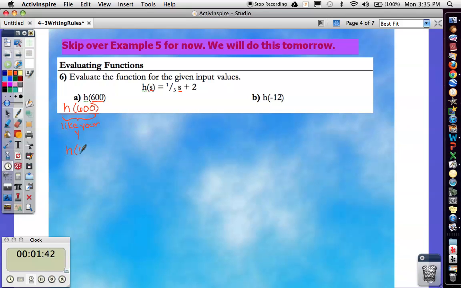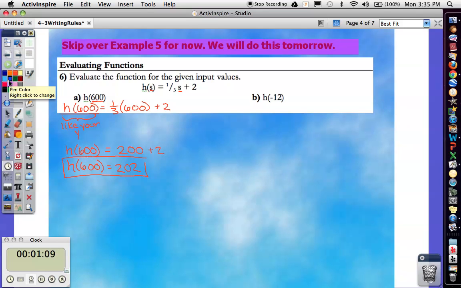So you're going to keep that. All you do then is rewrite the function. Instead of writing s, write whatever you're replacing it with. In this case, it's 600. And then you simplify. 1/3 times 600 is going to be 200. And then you add the 2. So my function, when I put in 600, is 202. Notice your answer is labeled. That is part of your answer, guys. Do not cut it off, please.